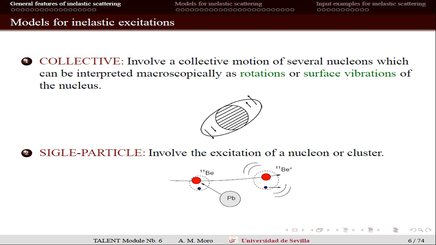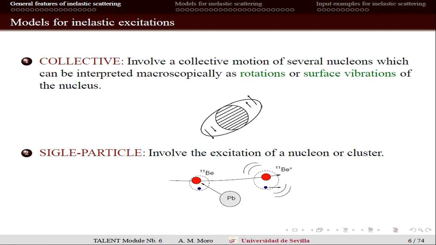In a collective picture of the process, we can imagine that one of the nuclei will experience a sort of coherent excitation that involves the motion of many nucleons at the same time. This can often be interpreted in a macroscopic picture as vibrations of the surface of the nucleus or some rotation of the nucleus, and there are other possible collective modes. But these two are the most famous, and we will only consider rotations afterwards.